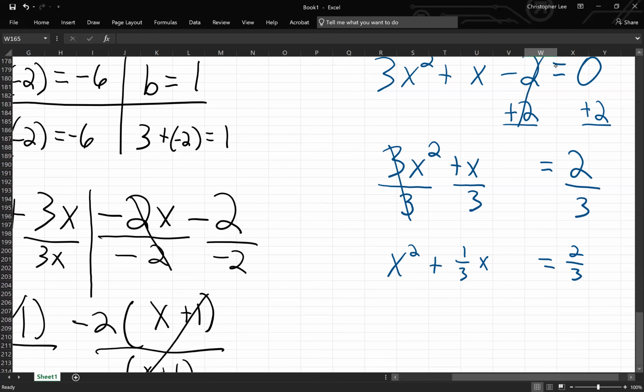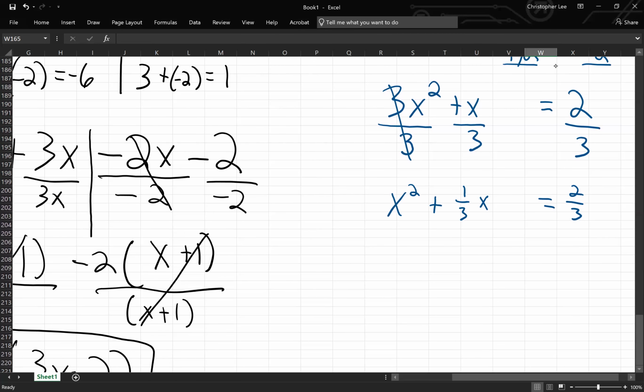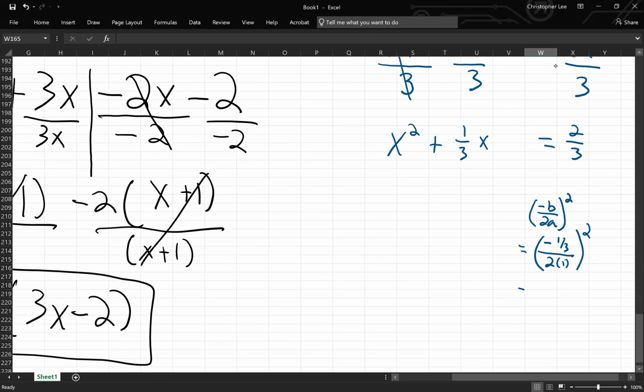And then we have our magic formula. Remember the magic formula for completing the square? Exactly. We have our negative b over 2a, squared. Let's plug that in. So we should have negative, what's my b? 1/3, divided by 2 times a, which is 1. I'm just going to square that. Let's do a little math on this. This becomes negative 1 over 3 over 2 over 1, squared.